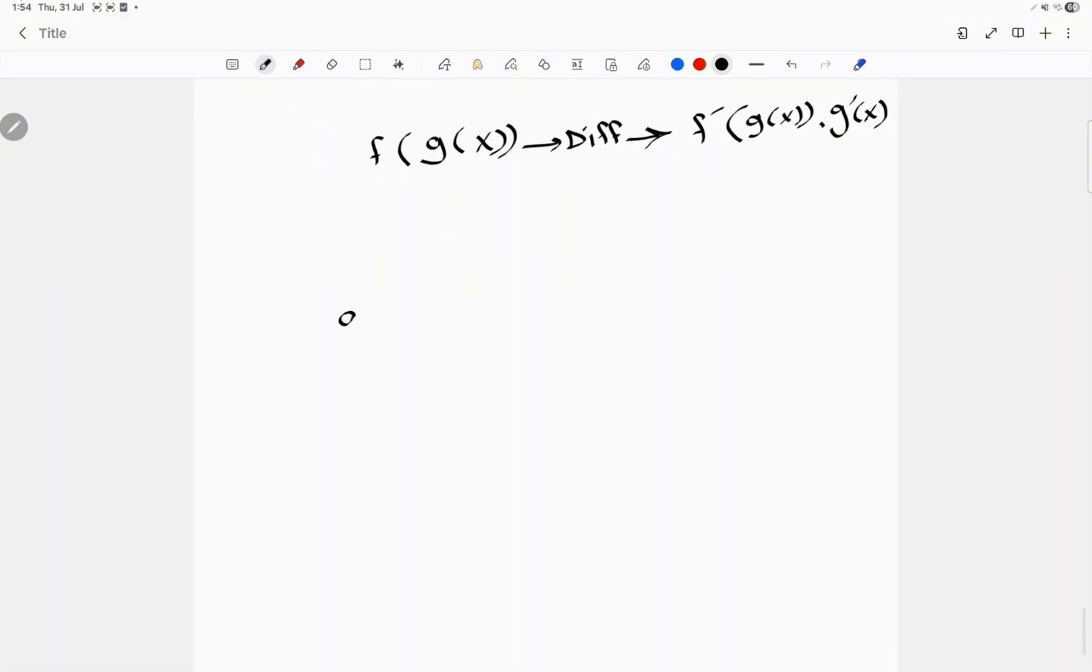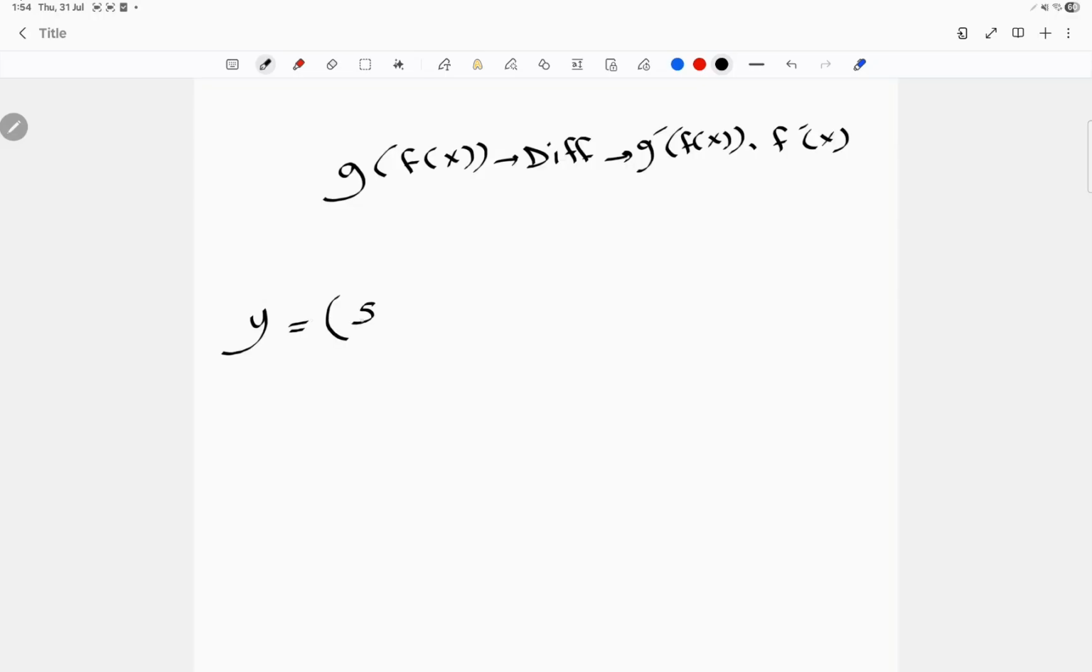So what if I had g of f of x? Differentiate, what do I get? Perfect. That's called the chain rule, guys. It's not that hard. Let's give you an example.